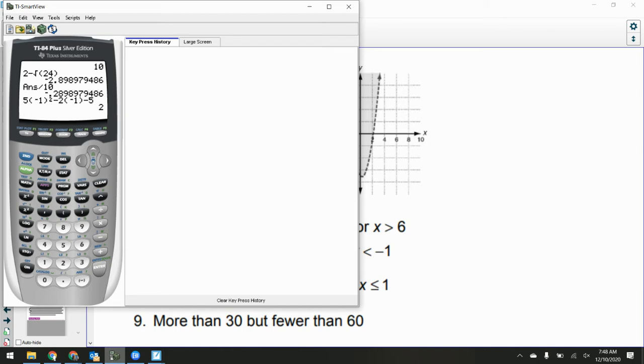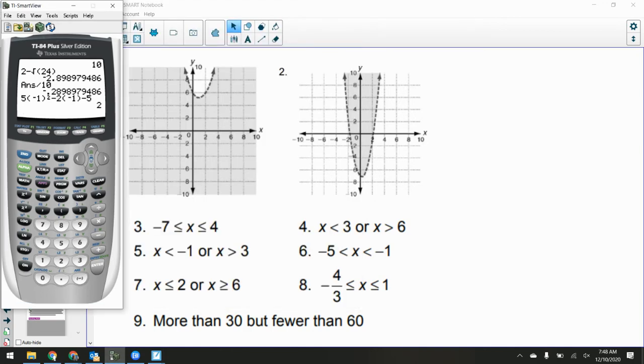If I plug in 5, that's going to give me 5 squared minus 9 times 5 is greater than negative 18. So negative 20 is greater than negative 18, which is a no. That's a false statement. And then when I plug in 7, 7 squared minus 9 times 7, that's going to give me negative 14, which is greater than negative 18. That's a yes. So therefore it goes over here, x is less than 3, or x is greater than 6.